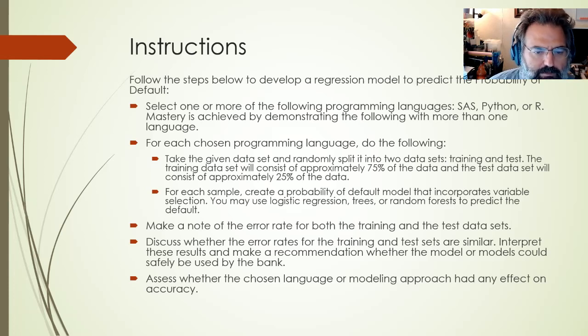The training set's going to be 75%, test is 25. Then for each sample, create a probability of default model that incorporates variable selections, make use of a logistic regression, decision trees, or random forest to predict the default. Make a note of the error rate for both training and test data sets. Determine whether the error rates of the training and test sets are similar. They hopefully are. If they're not, then that's kind of concerning.